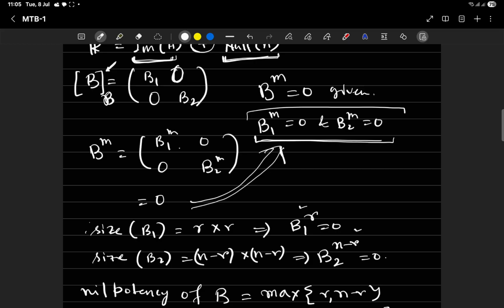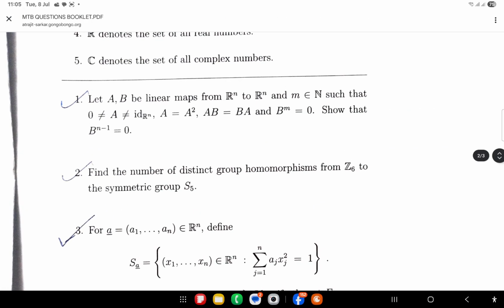So next class we will do question number 2, which I am just showing you: find the distinct group homomorphisms from Z6 to the symmetric group S5. Just think in your mind how you can approach it, and in the next class you will see.